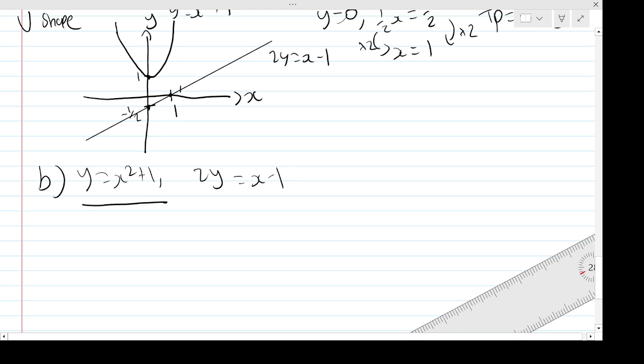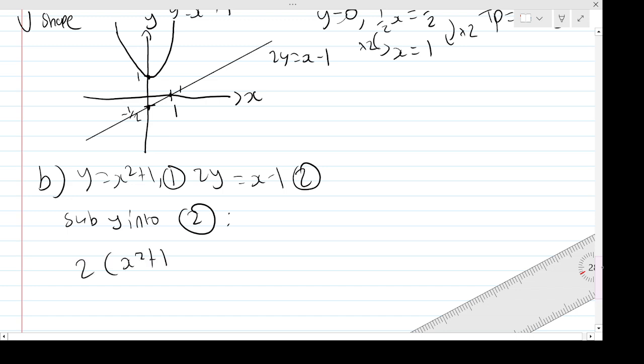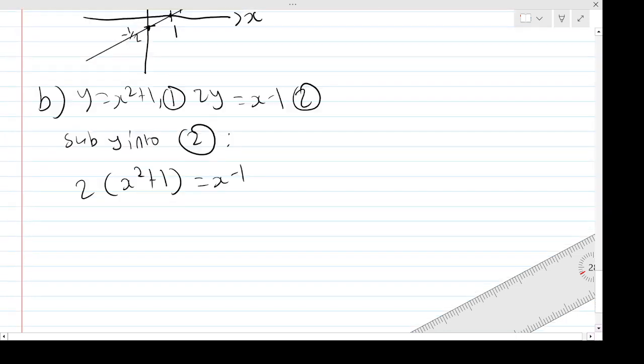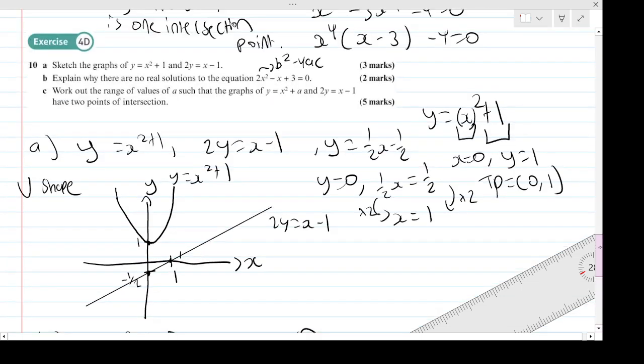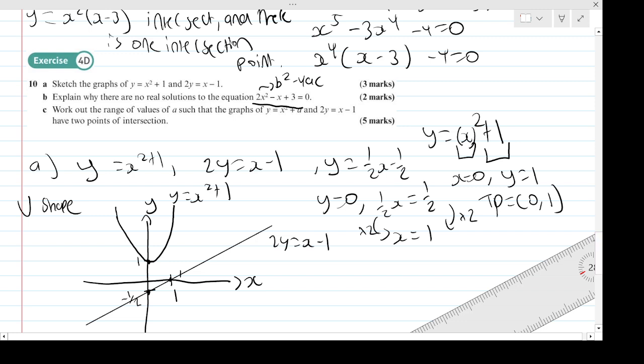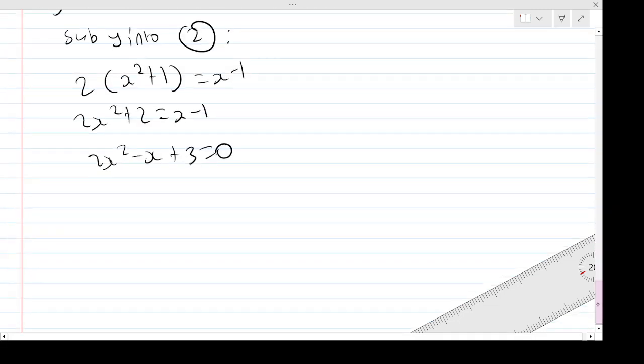So y is this, then I can substitute y into here, right? If I call these equations 1 and 2, I can sub y into the second one to get 2y, which is 2 lots of x squared plus 1, is x minus 1. Basically, it's simultaneous equations, right? Then I could expand the bracket to get 2x squared plus 2 is x minus 1. Then move the right-hand side to the left to get 2x squared minus x plus 3 equals 0. Okay, well that's the equation. That's the equation they want you to consider.